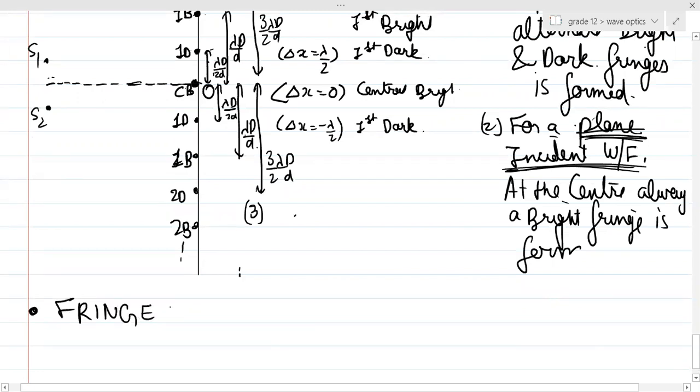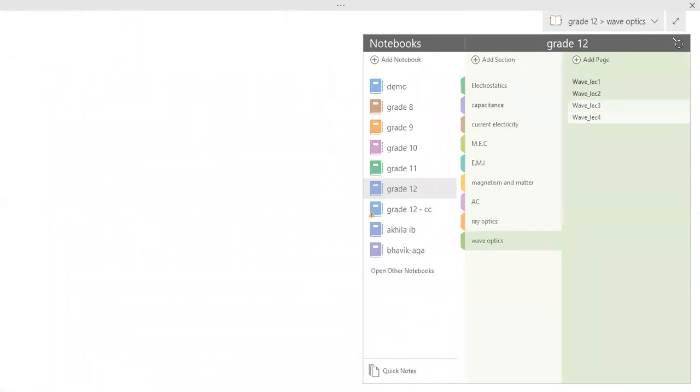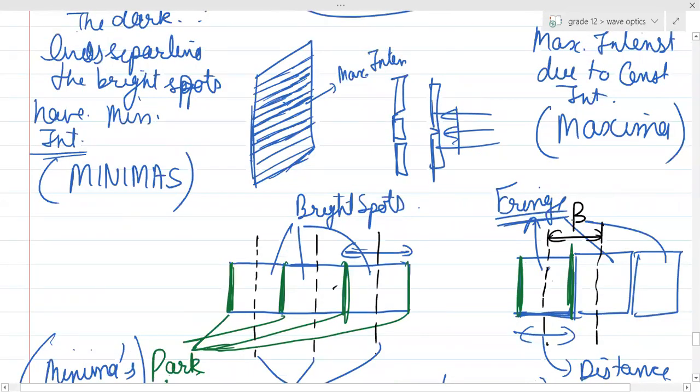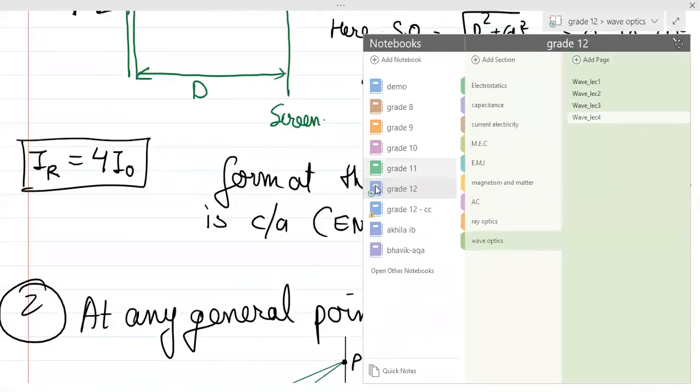So please write the new heading: fringe width in Young's double slit experiment. And do you remember fringe width? I already explained to you. Guys, do you remember fringe width? I told you that this is basically fringe width. I'll denote it by beta. This point is basically the maximum intensity point in the fringe, the bright. And this is where the dark is formed, the dark. Right? So what was fringe width?